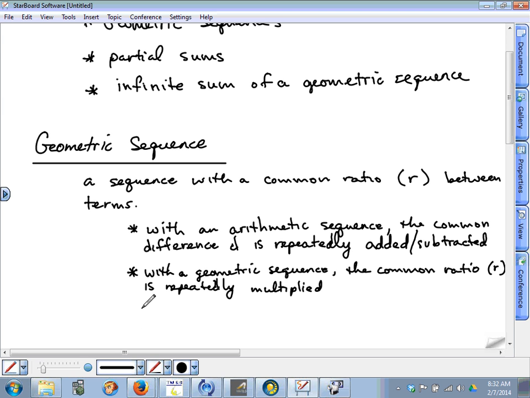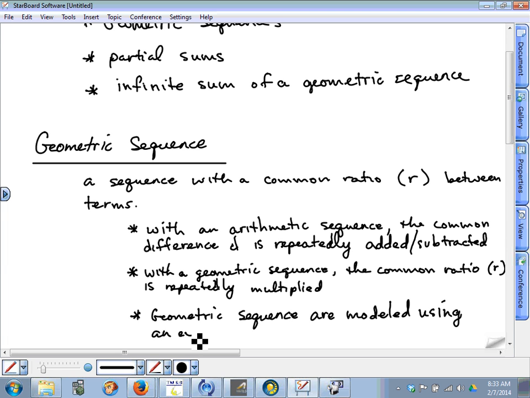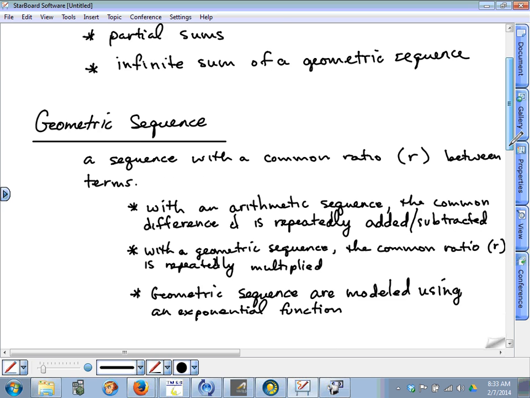So geometric. So we've seen some of them before in section 12.1. We just didn't call them geometric sequences. Geometric sequences are modeled using an exponential function.